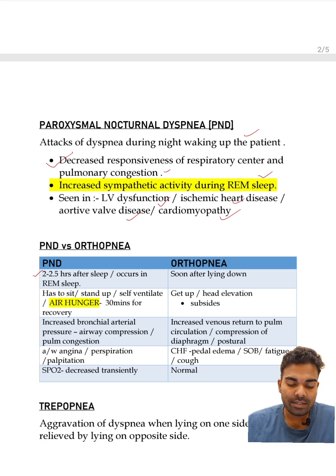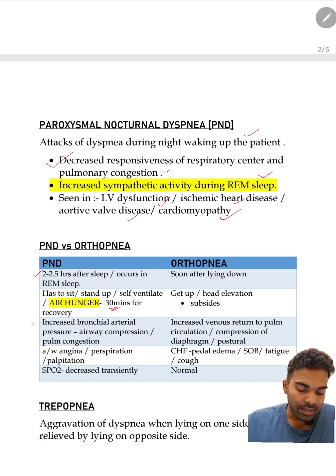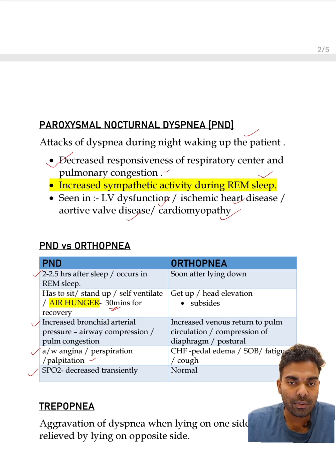He needs at least 30 minutes for his recovery. During these episodes, he will have increased bronchial arterial pressure, airway compression, or pulmonary congestion. That's why he has to sit up or stand up and take in more air to get relief. It will be associated with angina, perspiration, or palpitation. He will also have transient hypoxia, which means that on occasion his saturation will be slightly low.